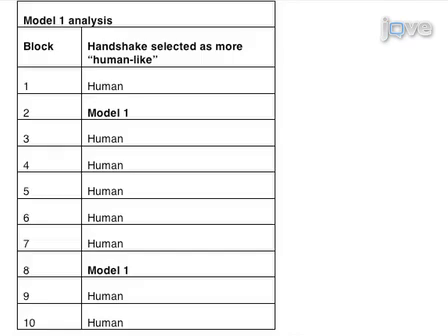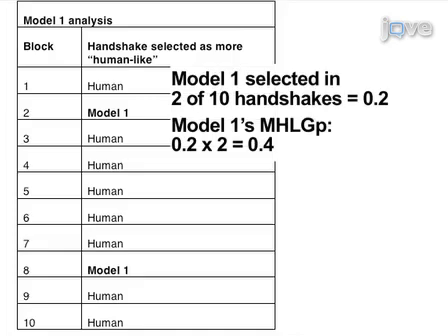For example, if the interrogator chooses the Model 1 handshake over the human handshake in 2 of 10 handshakes, the proportion of model to human would be 0.2. Multiply this proportion by 2 in order to obtain the model human likeness grade for each model. With a proportion of 0.2, the Model 1's model human likeness grade would be 0.4.